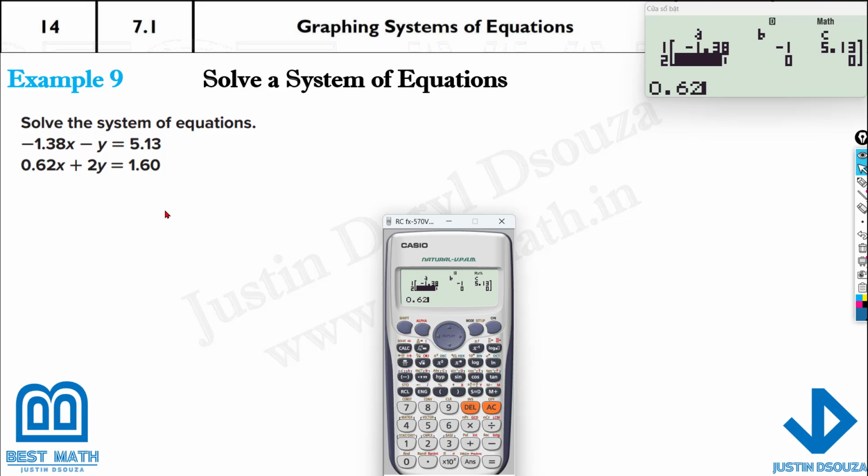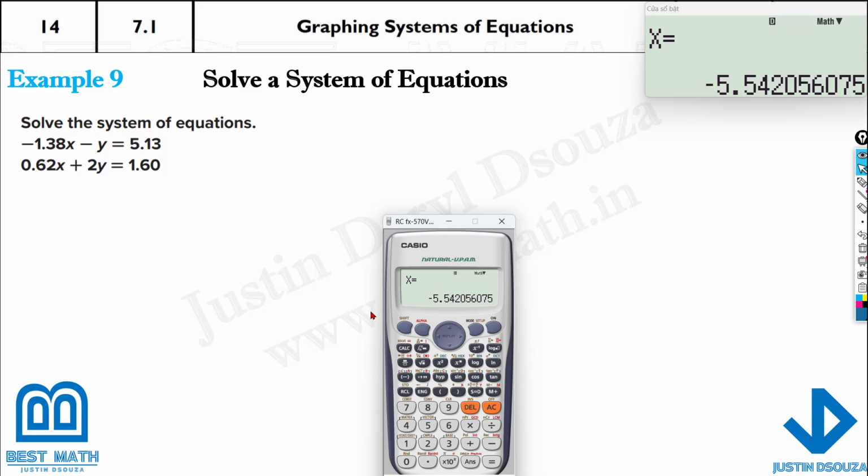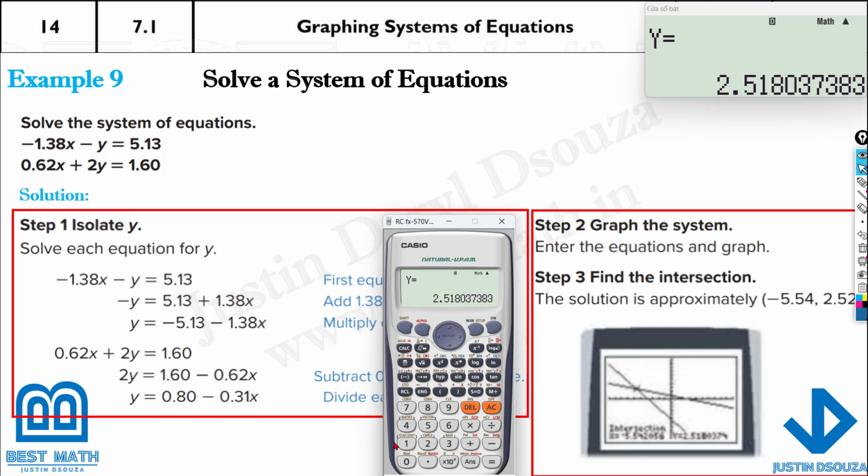0.62 is the coefficient of x in the second equation. Then we have 2, and the constant term is 1.60, which is 1.6 itself. And the answer is, here if you press S, you get in decimal, minus 5.54, and another equation is 2.51. So we can see here the answers are minus 5.54 and 2.518, which will become 2.52.